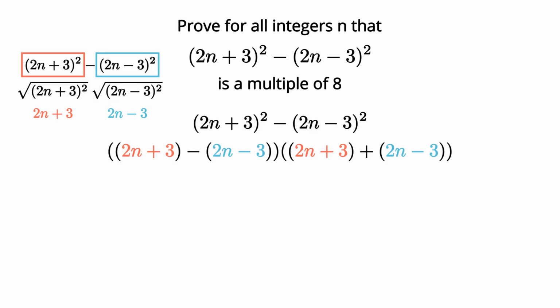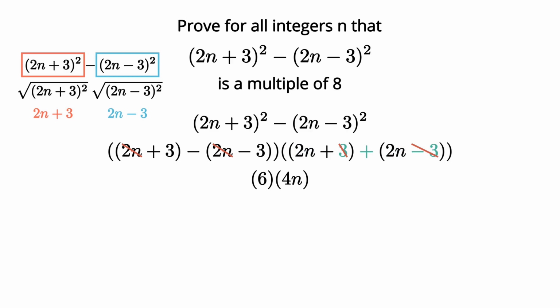So starting with our first grouping, if we clean it up, we can combine like terms. If we did 2n − 2n, those would cancel out. And if we did 3 minus a negative 3, that's the same thing as saying 3 + 3, which would give us 6. For the second grouping, when we clean it up, we can do 2n + 2n, which would give us 4n, and then we can do 3 plus a negative 3, which would then give us 0, which would just cancel out. So when we simplify this, this would give us 6 times 4n.